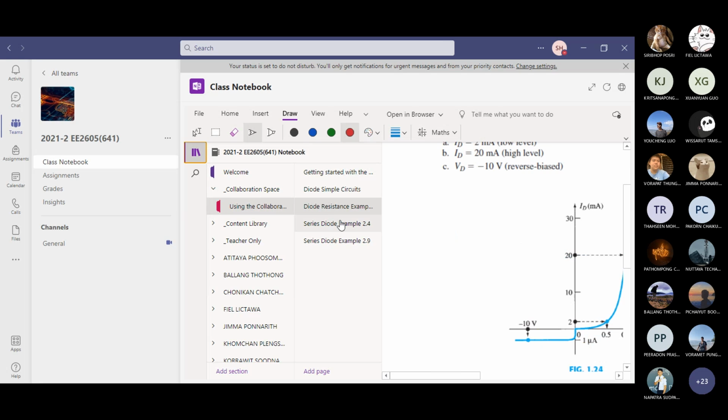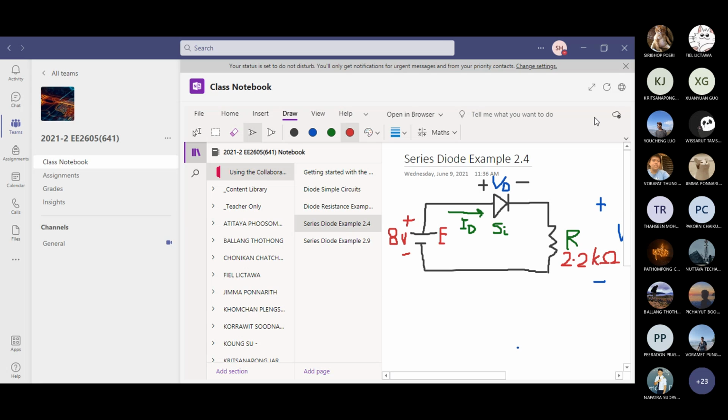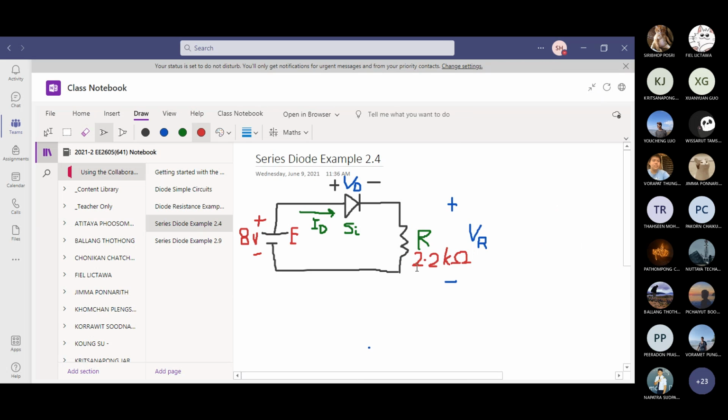And we have some other examples. Example 2.4, try to find voltage and current. I think that is the example. So I present to you in front of your screen now. How do I get rid of this? Okay.